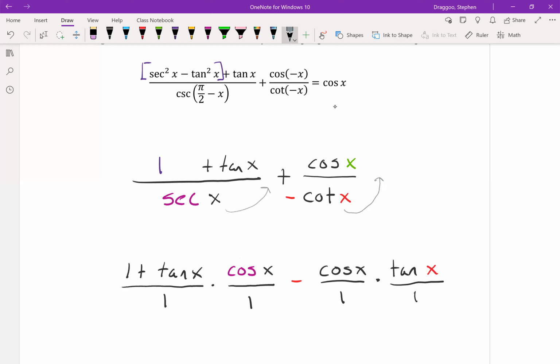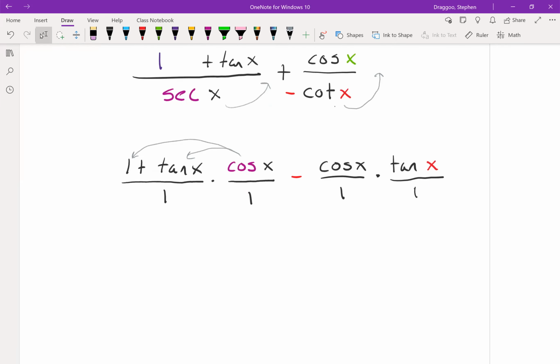Then I'm going to distribute that cosine across the numerator. I said across the numerator. There we are. To get cosine x plus cosine x times tangent x. Cosine x tangent x minus, on the other side, I also have cosine x tangent x.